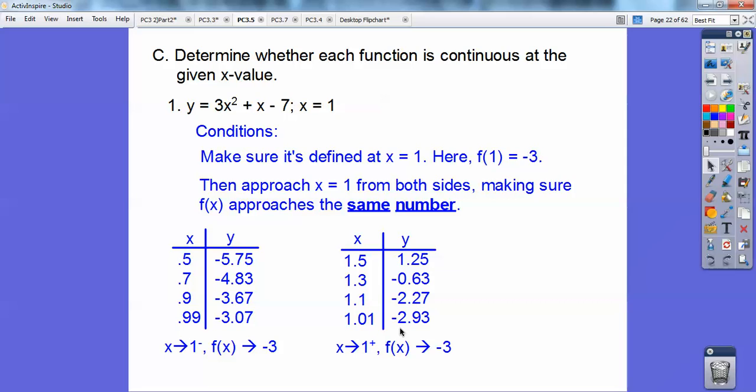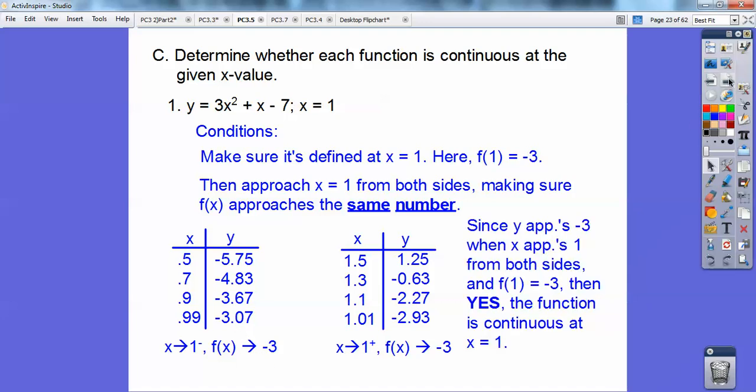Okay, so we just want to make sure, and you don't have to do all of these, you guys. Maybe do this one right here, see if it's approaching negative 3. Do this one right here, see if it's approaching negative 3. And if it does, then you can say, yes, it's continuous at x equals 1. Okay? I know you're thinking, why? You'll see why in a little bit.